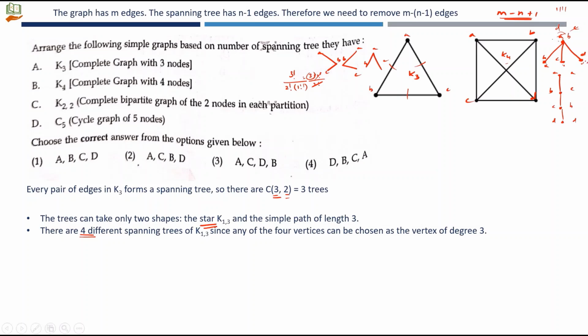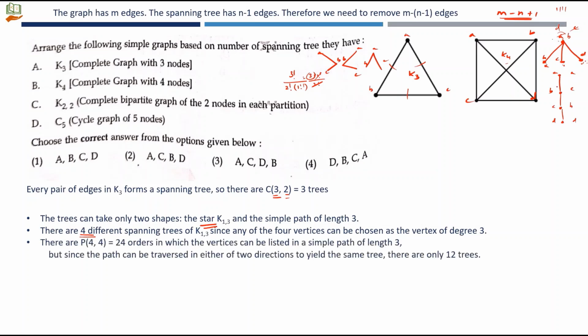What about the simple path of length 3? Actually we have permutation of 4, 4. These 4 vertices can be arranged in 4 factorial ways, which gives a value of 24 orders in which the vertices can be listed in a simple path of length 3. What is P of 4, 4?